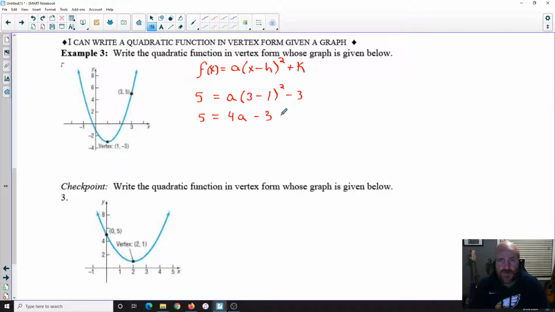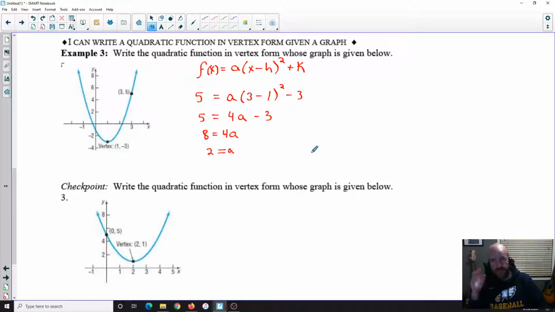So now we're solving for a. We'll go ahead and add 3 over to the other side. So we get 8 equals 4a. And then divide by 4, we get a equals 2.